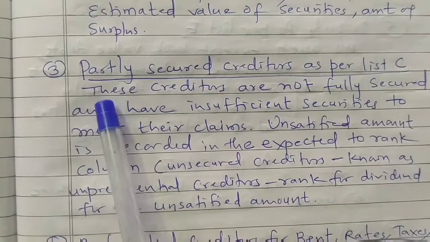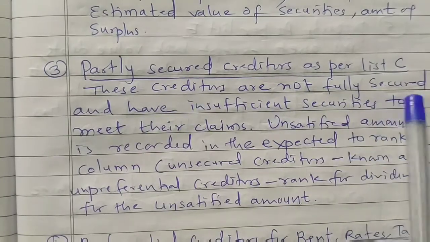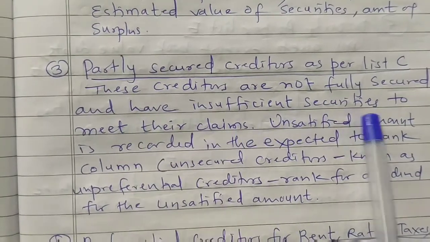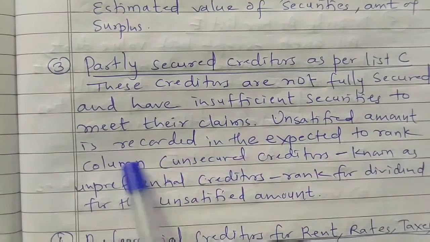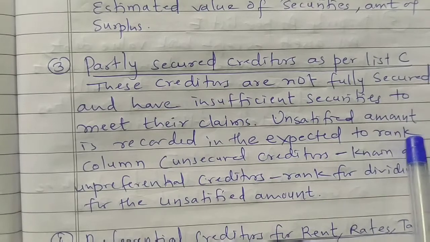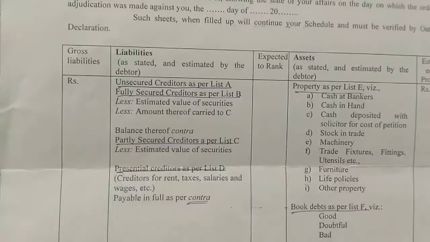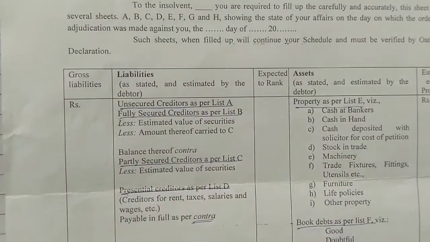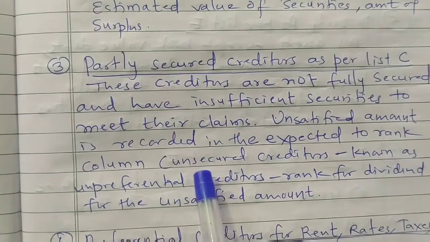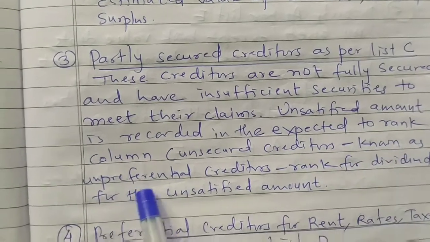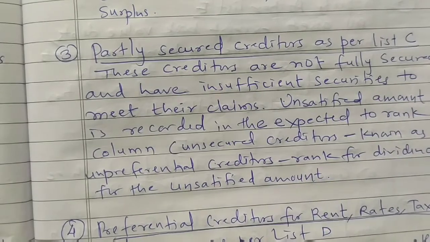List C is referred to as partly secured creditors. These creditors are not fully secured and have insufficient securities to meet their claims. The unsatisfied amount is recorded in the expected to rank column. So we have the rank column here in the statement of affairs. Here it is recorded in the rank column. Unsecured creditors, also known as non-preferential creditors, rank for dividend for the unsatisfied amount.